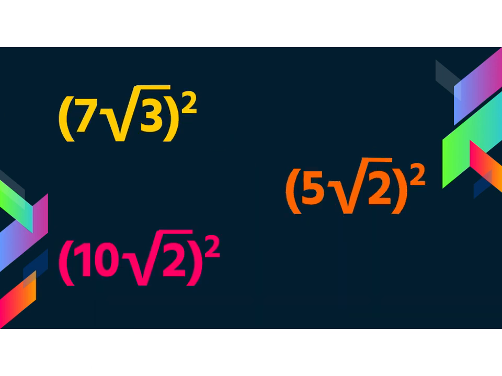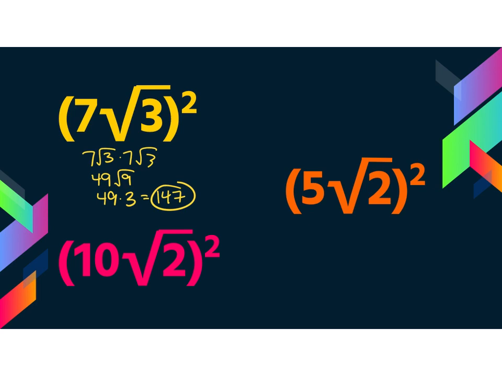Now, when I have a radical being squared and I see that the coefficient and the radical is in parentheses and both parts are being squared, I'm going to need to square both parts, because essentially what this is, 7 square roots of 3 times 7 square roots of 3. So we do 7 times 7 to get 49. 3 times 3 is 9, so 49 square roots of 9, which is 49 times 3. So our answer will be 147.